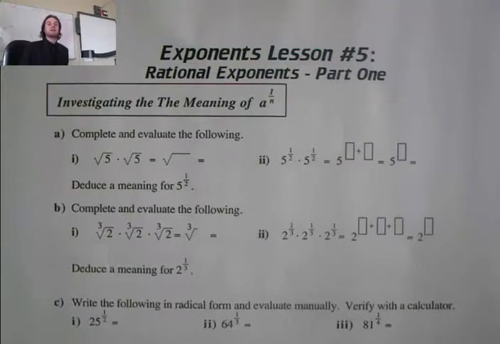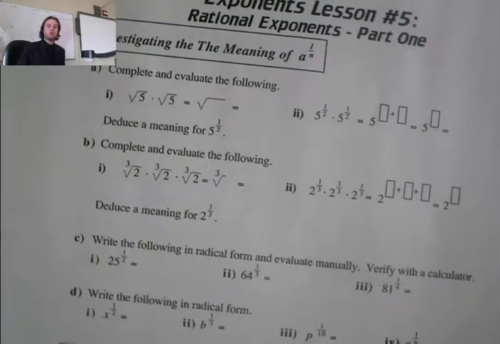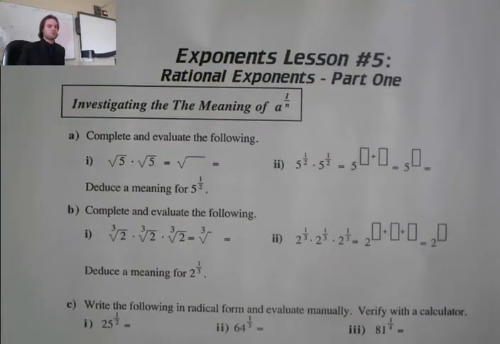Welcome back, Math 10. Today we are going to look at rational exponents. Now, what does rational mean? Well, a rational number is a fraction, anything that can be put into fraction form. So we're going to be looking at exponents that can be put into fraction form. In other words, we know integer exponents and whole number exponents. Now we're going to be looking at fractional exponents.